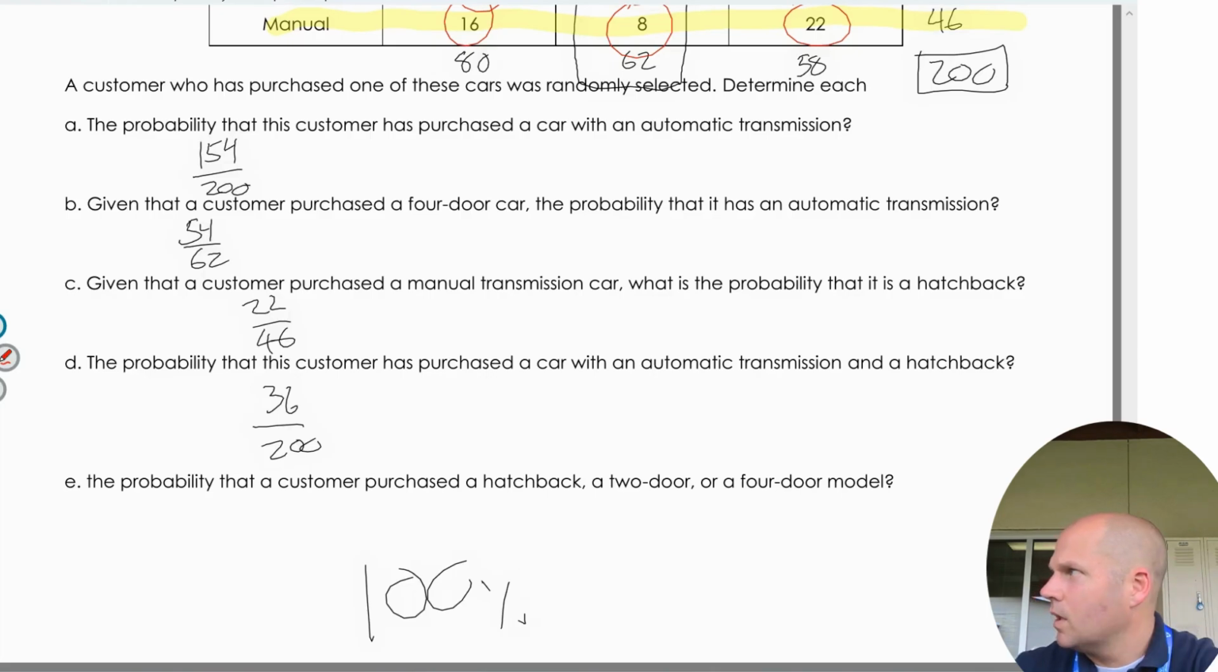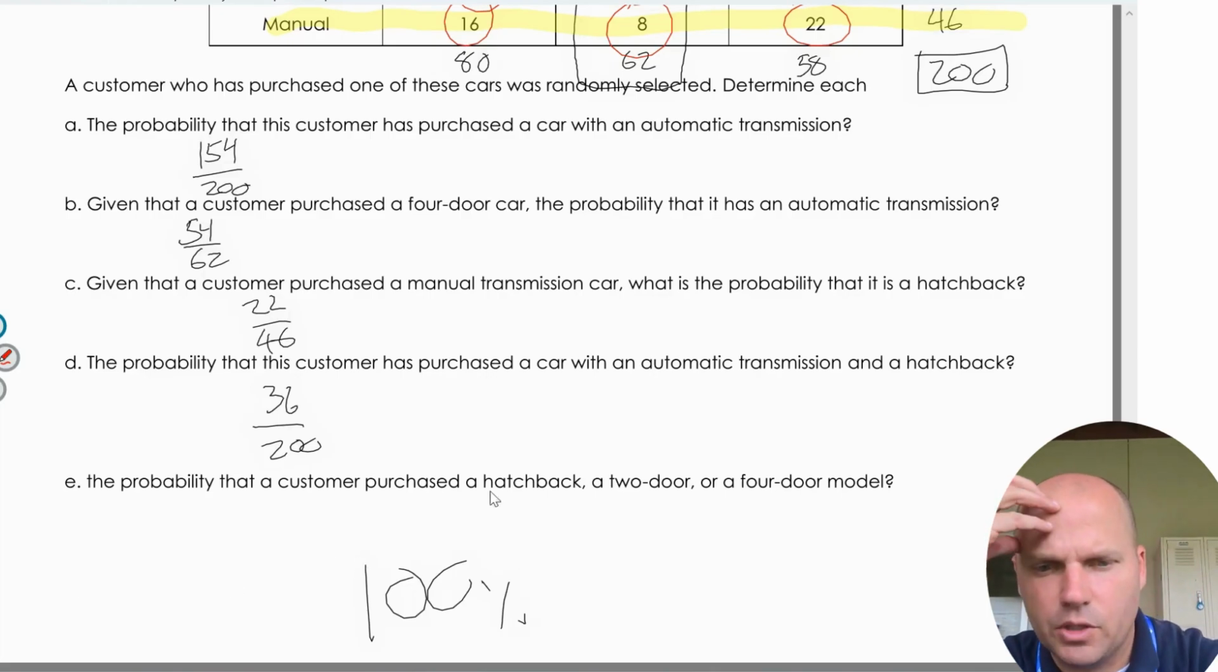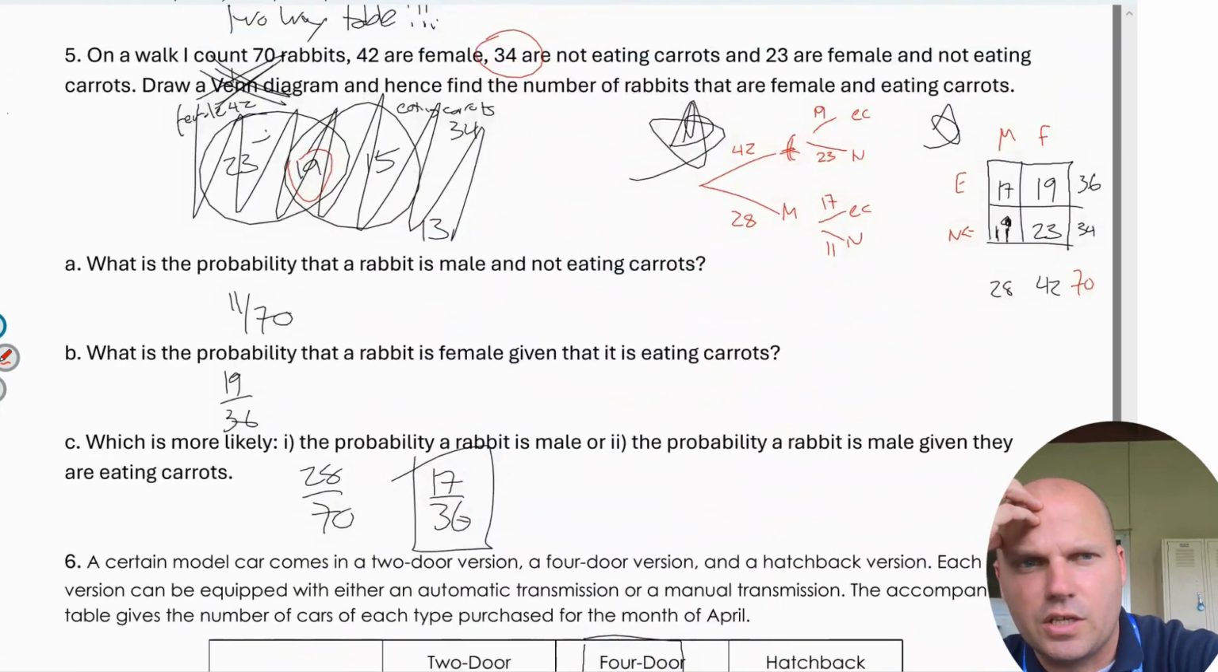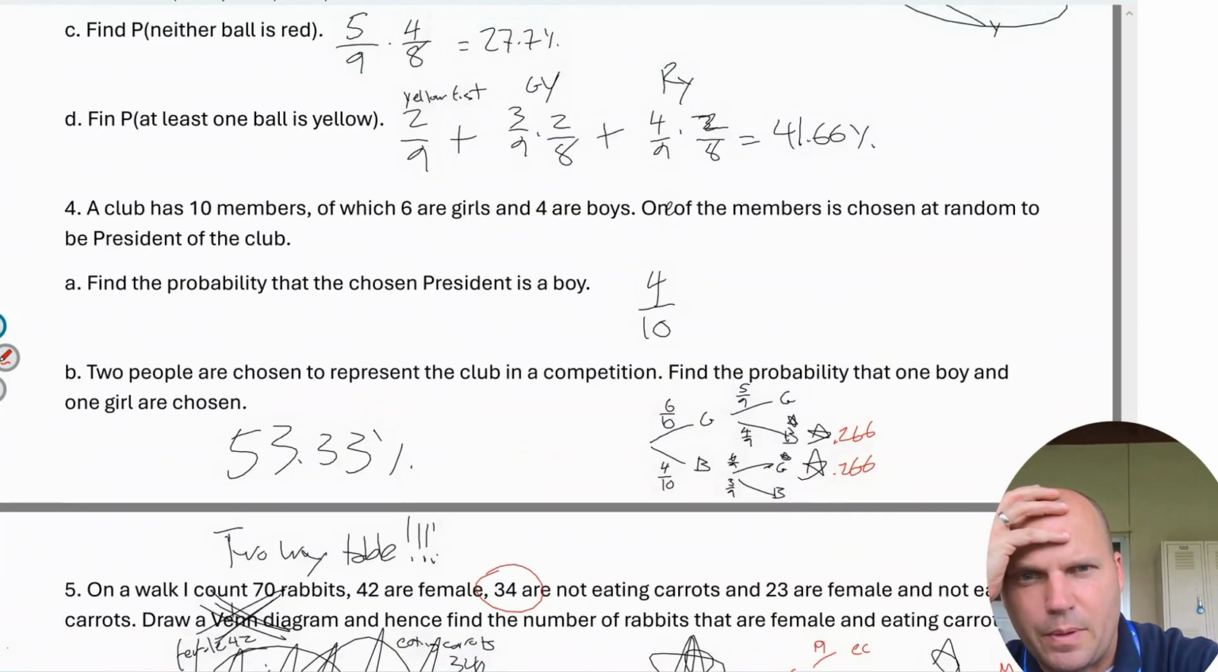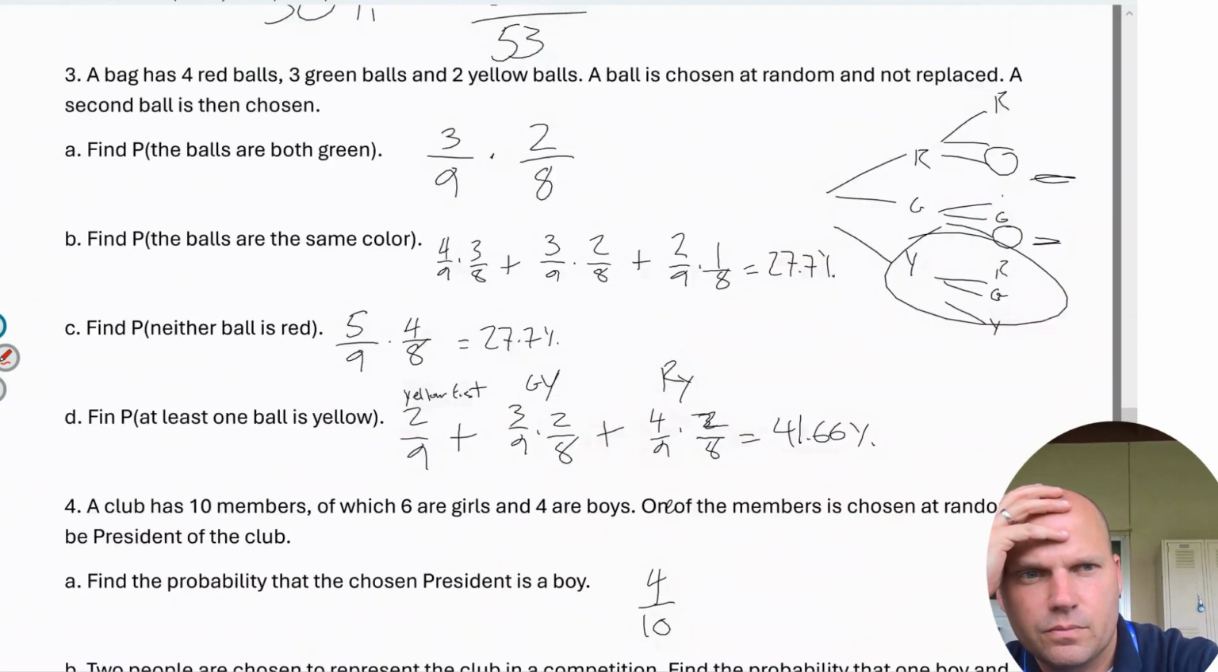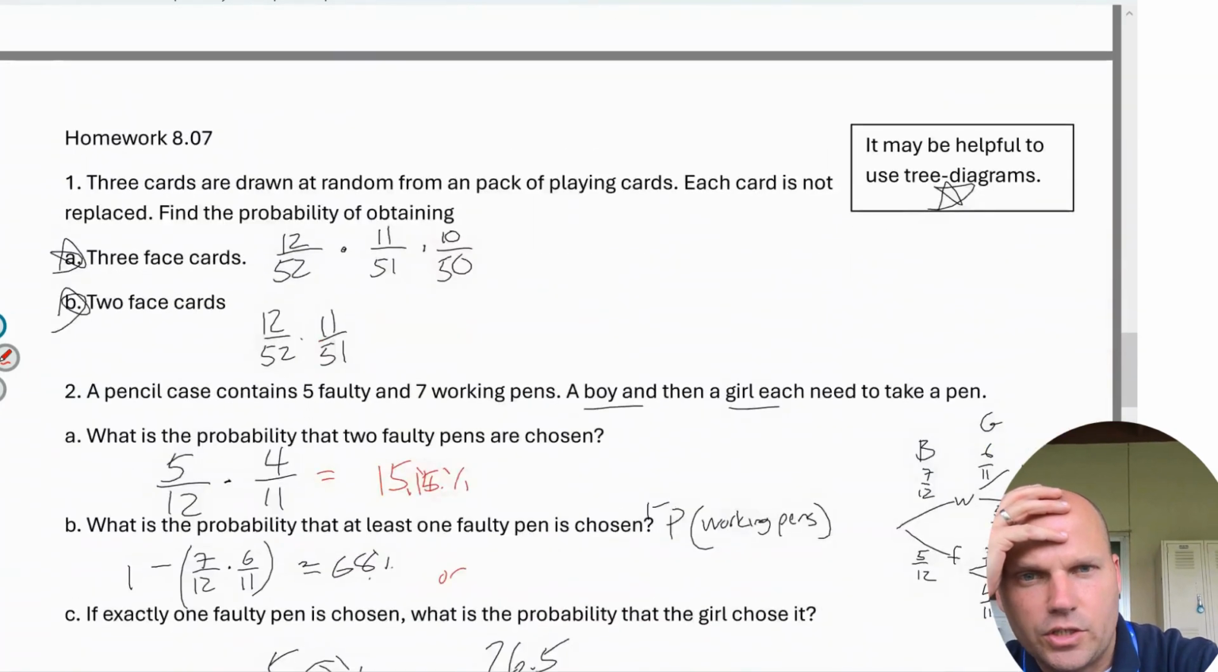Cool. All right. Fun. Good lesson. Tough stuff. Tricky things. Conditional probability, and then some review questions. Good questions though. All right.